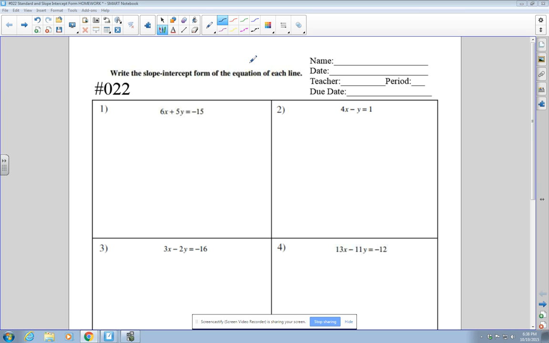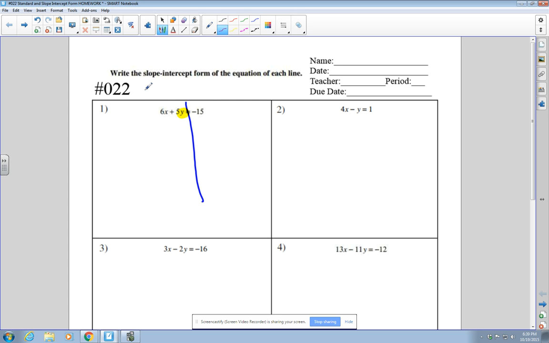Write the slope-intercept form of the equation of each line. We're going to look at number 1, and the first thing I'm going to do is draw my line down the equal sign because I'm going to try to isolate the y variable. So I'm going to highlight the y just to remind me that that y will stay on the left-hand side.